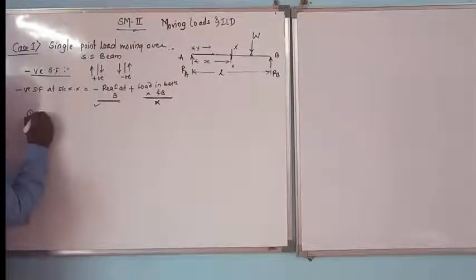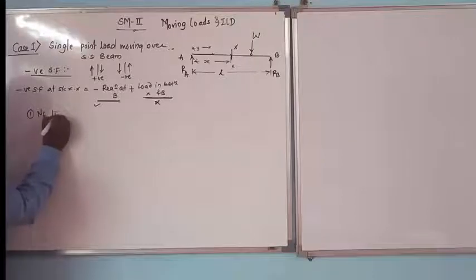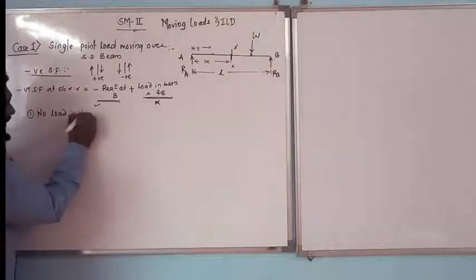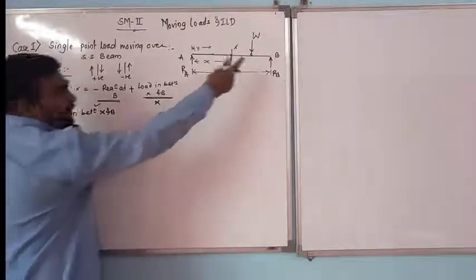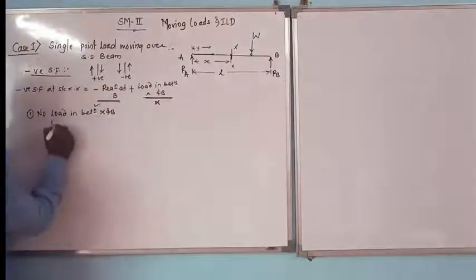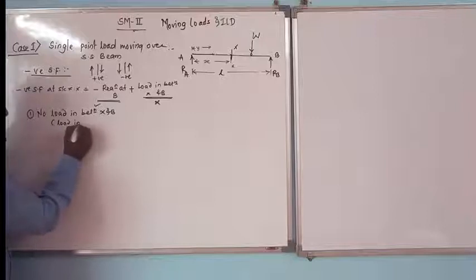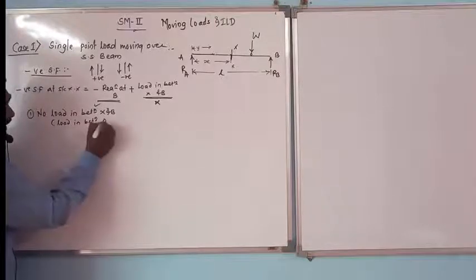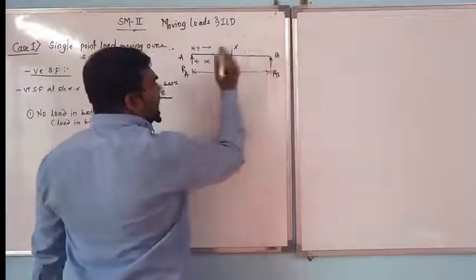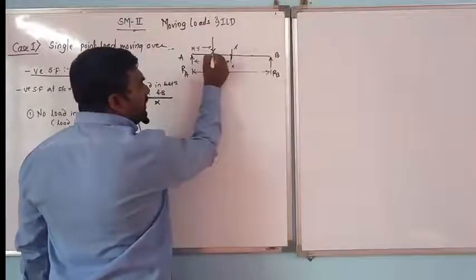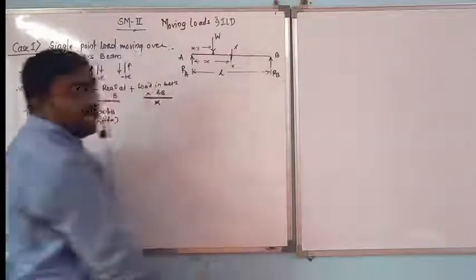So the first condition which I got is there is no load in between X and B. Then where are we going to put that load? The load we are going to put in between A and X. So there is no load in between X and B. The load is in between A and X.